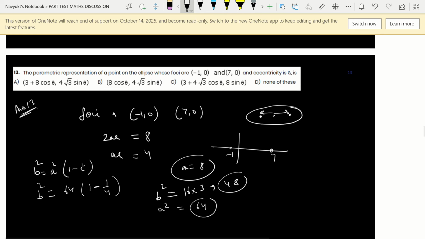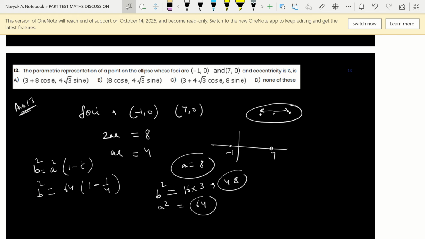Fine. Finally, we just need the center of that ellipse. Now, if the center of this ellipse is C, this is S1, this is S2. Always C would be the midpoint of both foci, right? So we'll simply use the midpoint formula. Cy ultimately would be 0. Cx would be how much? 7 minus 1 by 2, which means 3. So the center is 3 comma 0.